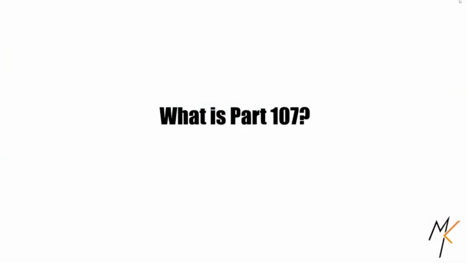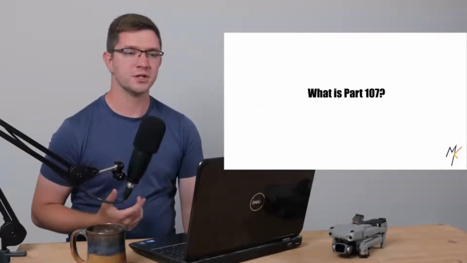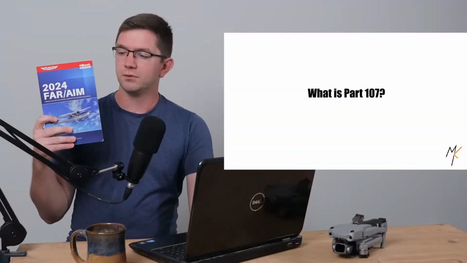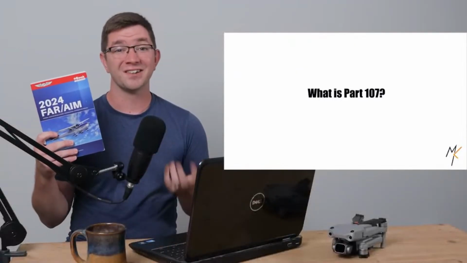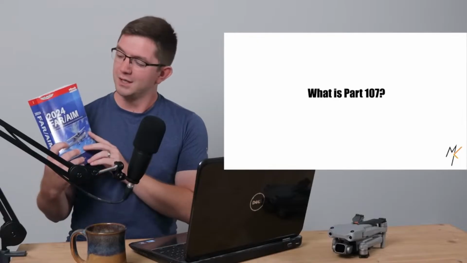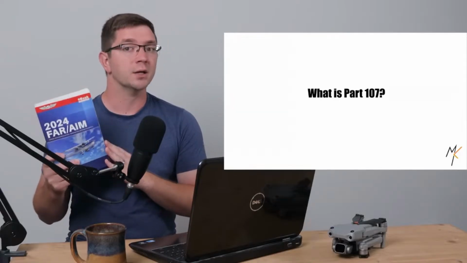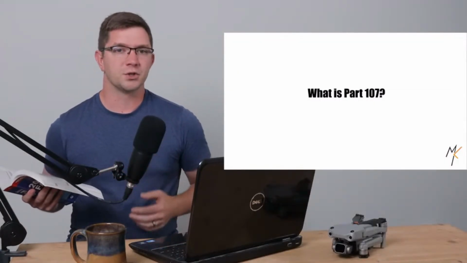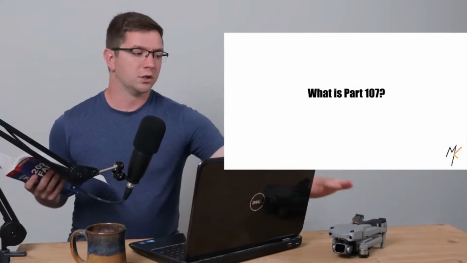So, what is Part 107? Why is it called this? So, the FAA, or the Federal Aviation Administration, has this book right here. It is called the FAR-AIM. It's the Federal Aviation Regulations and Aeronautical Information Manual. If you're catching on, there are a ton of acronyms in the aviation industry, so just bear with me throughout the video. Now, this book contains all the rules and regulations the FAA implements, and if you scroll through the pages, you'll find 14 CFR Part 107, which are all the rules and regulations pertaining to unmanned aircraft systems, or what we call drones.